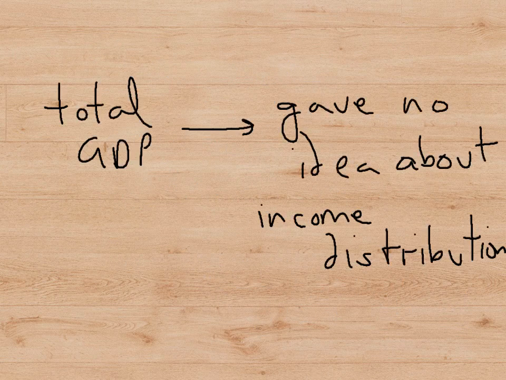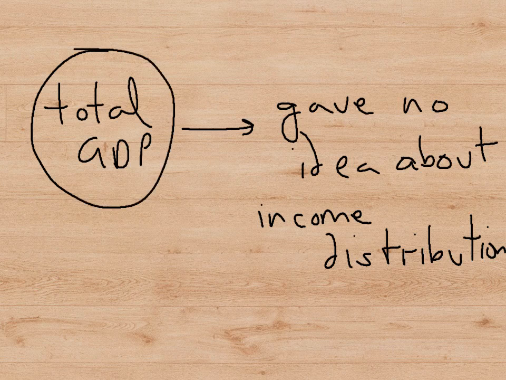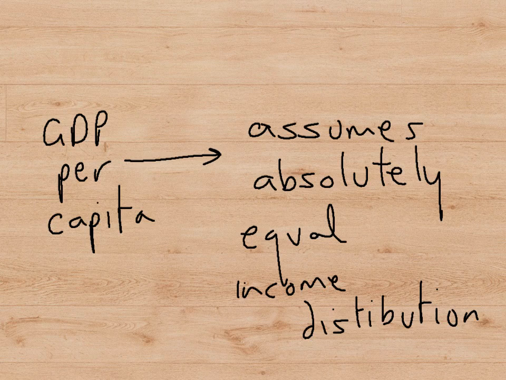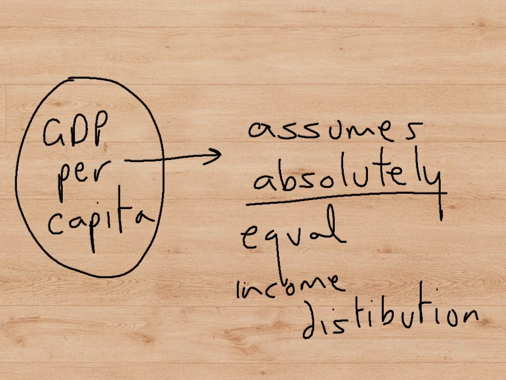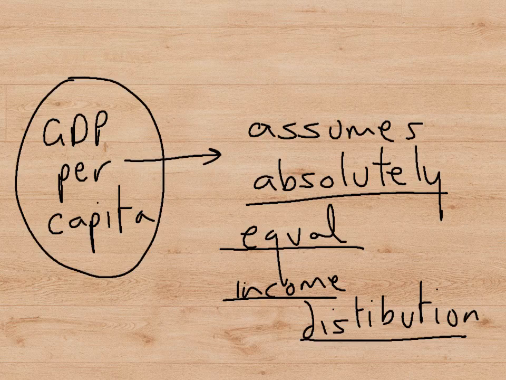Now, that clearly is not realistic, so we have to see if we've made any kind of improvement. We started with measuring total GDP and said that that really gave us no idea at all about income distribution. So where have we gone from there? We've gone to GDP per capita, and that actually assumes that the income is absolutely equally distributed between everyone in the population. So we've gone from a situation where we had absolutely no idea about income distribution to a situation where we're assuming that income is absolutely equally distributed, which is also unrealistic. So we've gone from having no idea to making an unrealistic assumption.